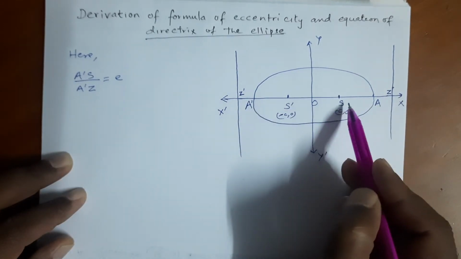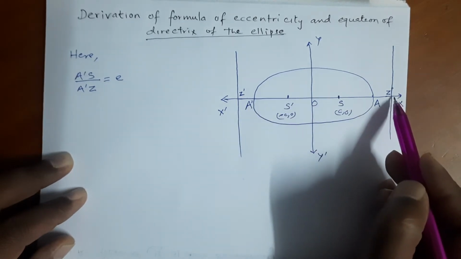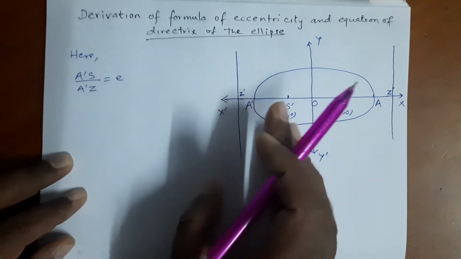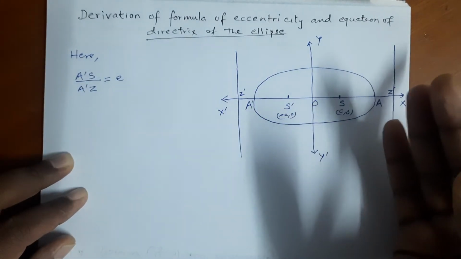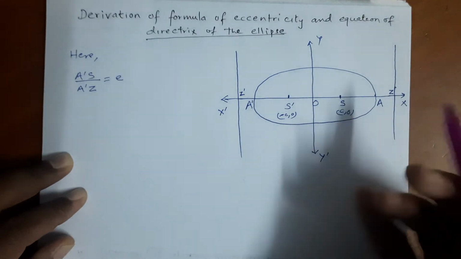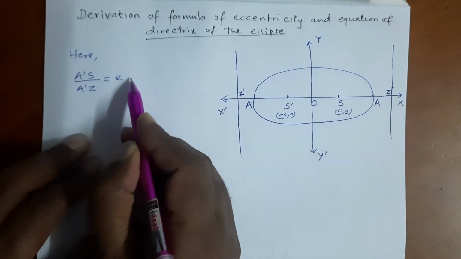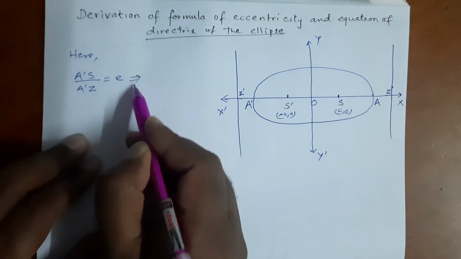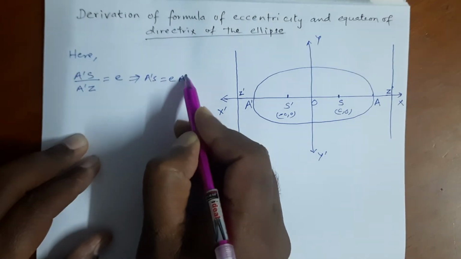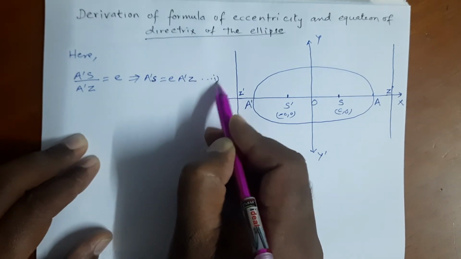Here we have taken the focus on the right side of the center, and the directrix also on the right side of the center. So A dash S over A dash Z we have to take, that equals E, not on the left side, because if the focus is on the right side, the directrix should also be on the right side. This implies A dash S equals E times A dash Z. Call this equation 1.